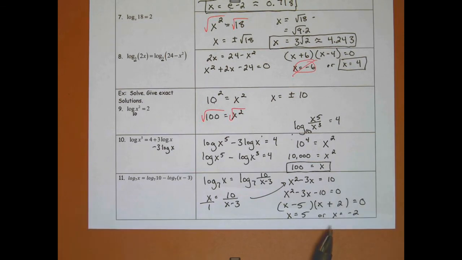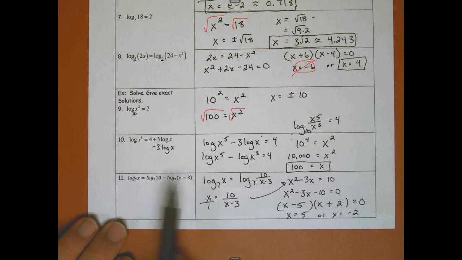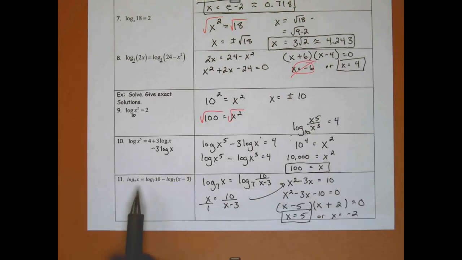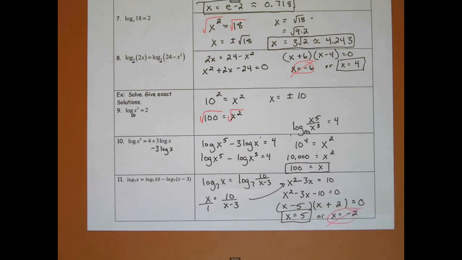But we have to check our answers here. So if I have 5, then that's positive 5. That one's just a number. And this one is 5 minus 3, so that's 2. So that's okay, so 5 seems to work. You could check it by typing in your calculator, getting approximate values. And then x equals negative 2: if I plug negative 2 in right here, it's going to break this side of the equation. And so this is extraneous, and we throw that one out.